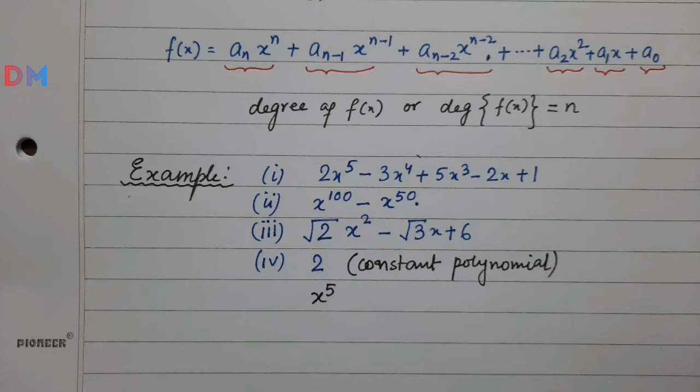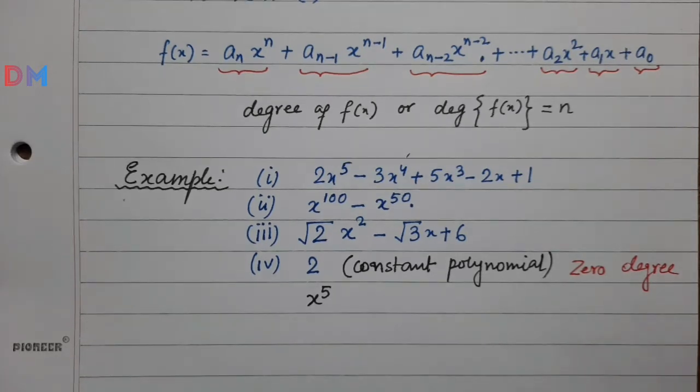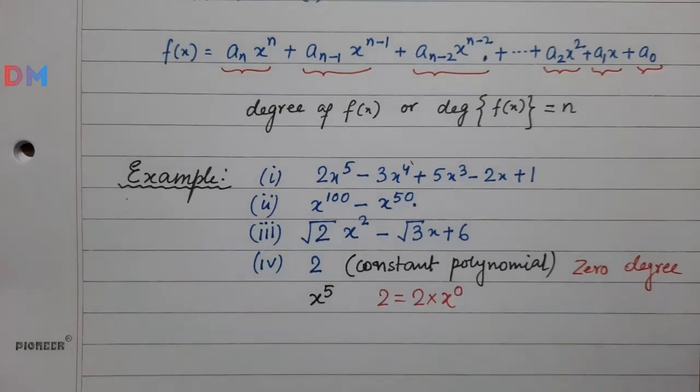Then what is the degree of this polynomial? The degree of this polynomial is 0. But how does the degree of this polynomial become 0? We can write 2 as 2 into x to the power 0. It has only one term and hence it has only one leading term. This will be the leading term. And the exponent of the variable of this leading term is 0. That is why the degree of this polynomial is 0.